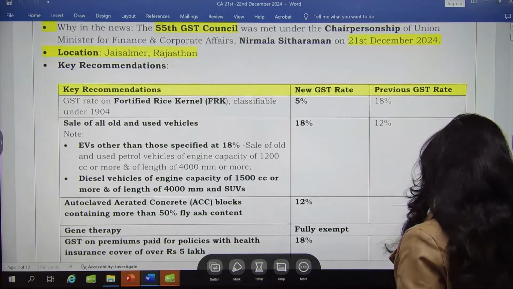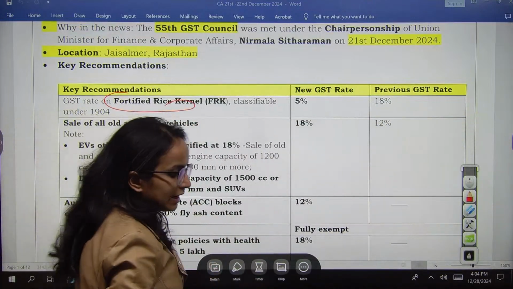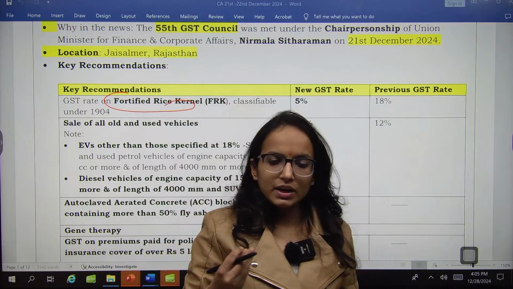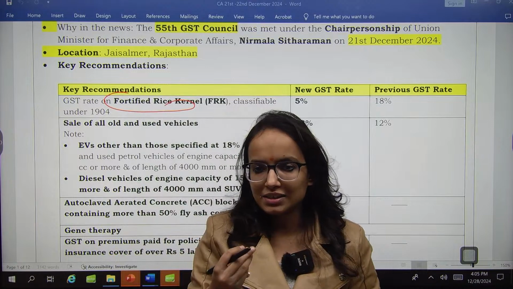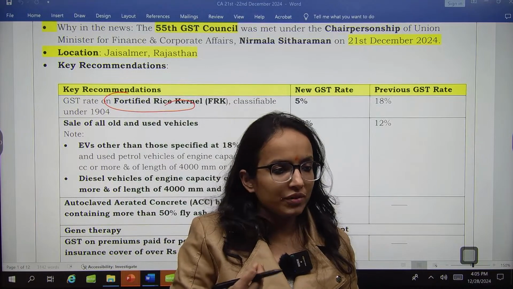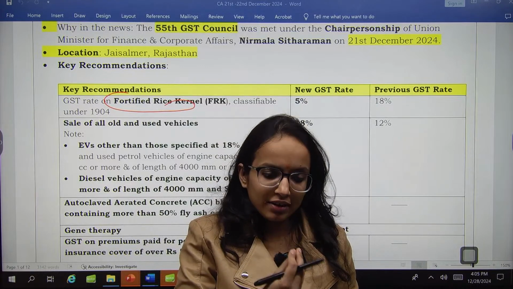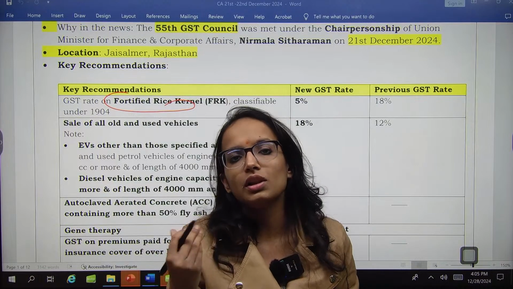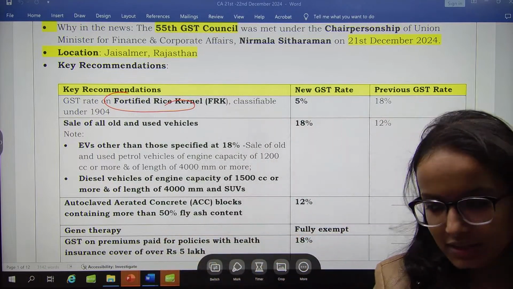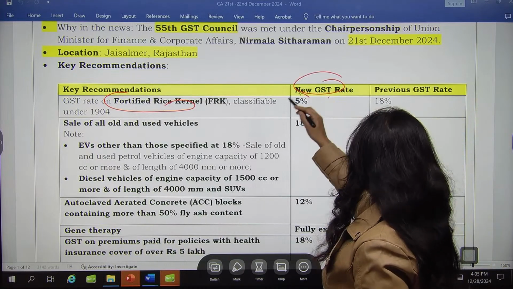So let's see. First of all, in the fortified rice kernel category, what is fortified rice? Any fortified crop means you have added some micronutrients to it to enhance its nutritional value. So fortified rice is nutrition-rich rice. New GST rate will be 5%.